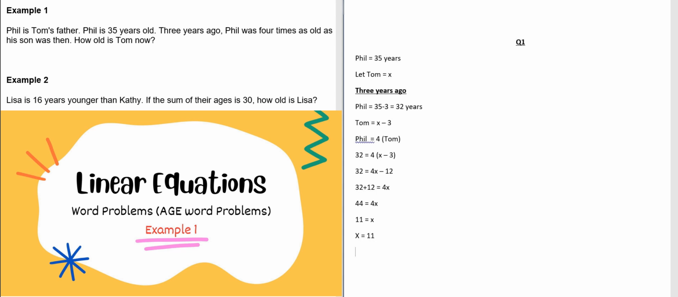So in this case, we can put here, therefore, x is equal to 11. So we can say that Tom is equal to 11 years old. But the question asked, how old is Tom now? Now is x. So because Tom was x years old, Tom is 11 years old because the value of x is 11.